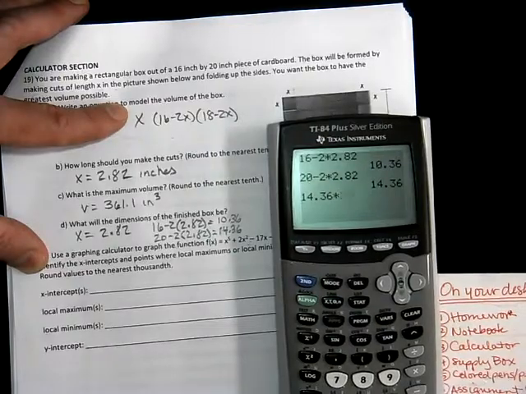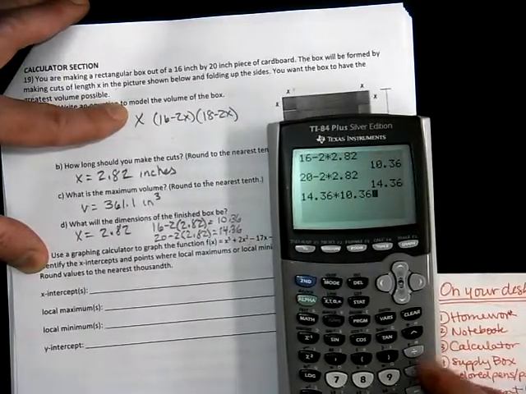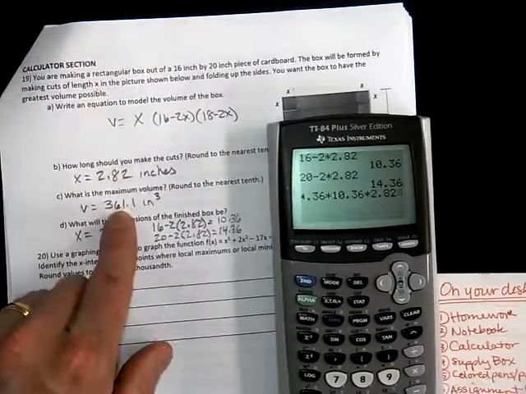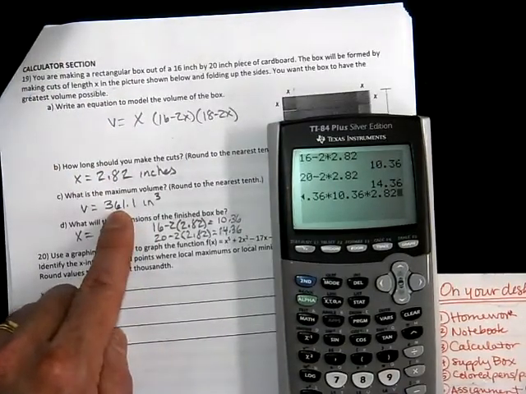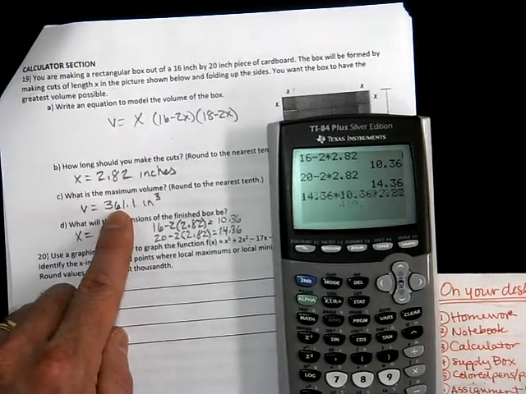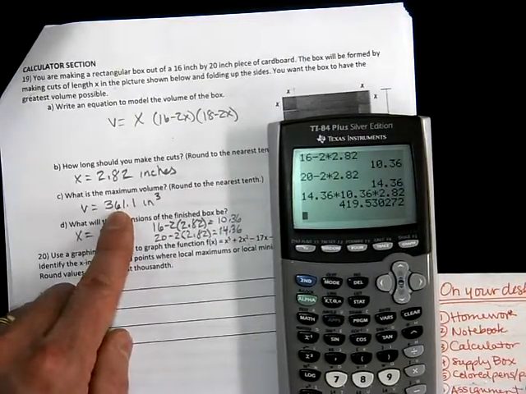So my 14.36 times my 10.36 times my 2.82 should give me an answer that is very close, maybe not exactly, but very close to my volume. I don't see it. 1 second.